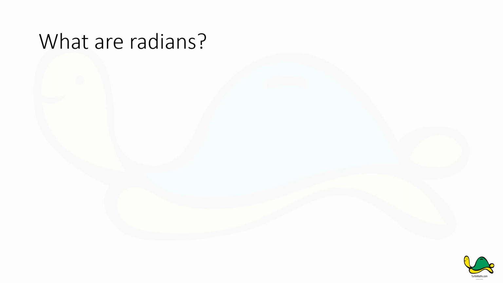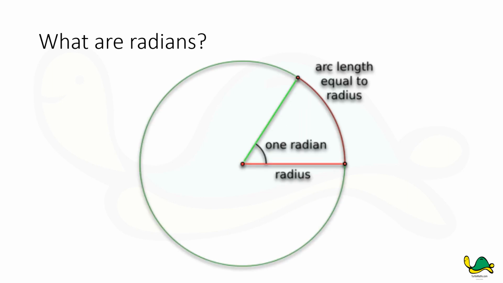A more formal definition would be: a radian is the angle subtended at the center of a circle by an arc whose length is equal to that of the radius of the circle. So let's try to understand it with the help of a diagram.